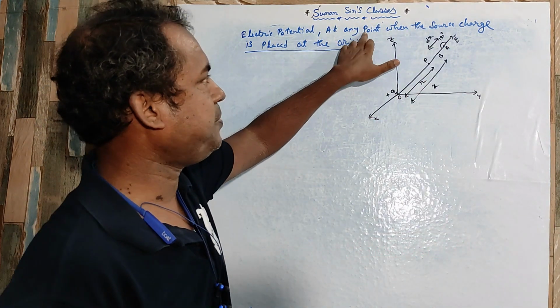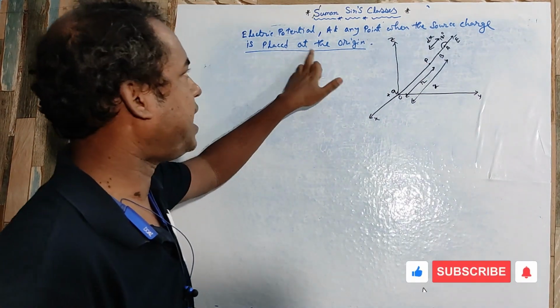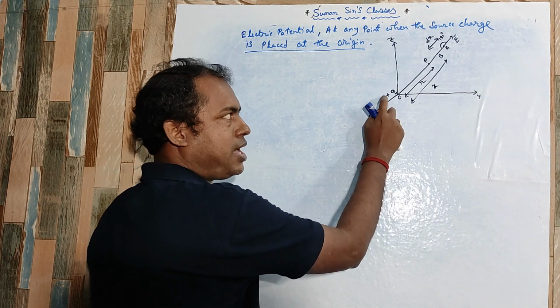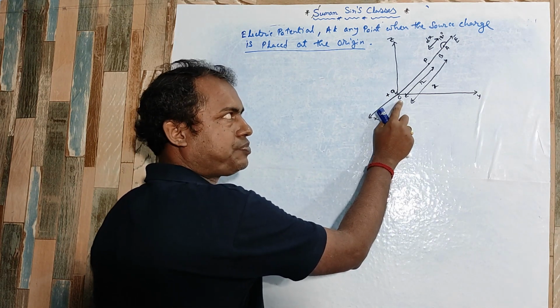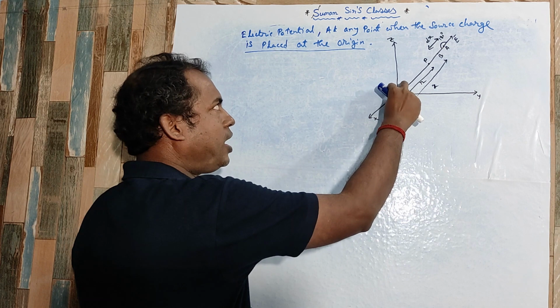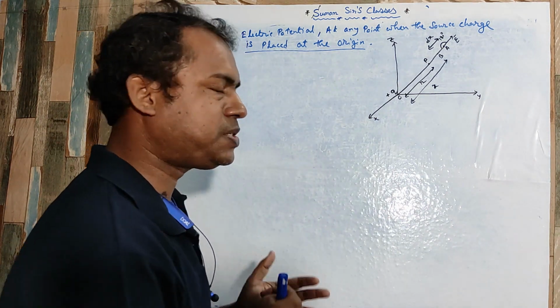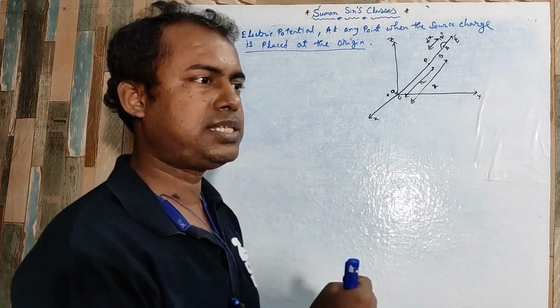Electric potential at any point when the source charge is placed at the origin. Let's take again a plus Q charge placed at the origin O. We just want to find the electric potential. Last part we discussed that. What is the electric potential?